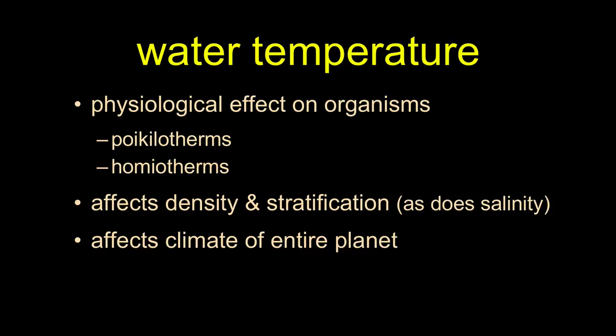poikilotherms and homeotherms. So we have the so-called warm-blooded critters, not really correctly named, and cold-blooded critters. It's not exactly right, but the idea is that some critters' body temperature is influenced strongly by the surrounding environment. Others are able to maintain their own temperature. You and I maintain our own internal body temperature, right? And so we're not as constrained by whether it's cold or warm outside. We can still do our digestion at the same rate, etc.